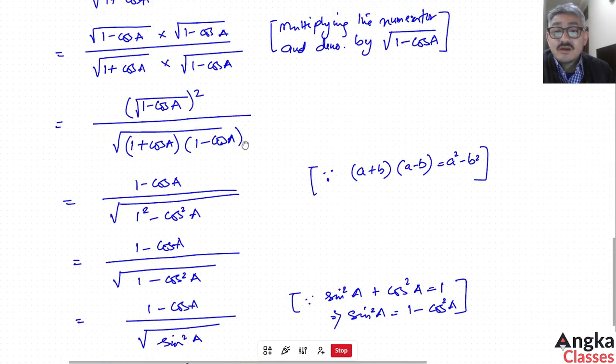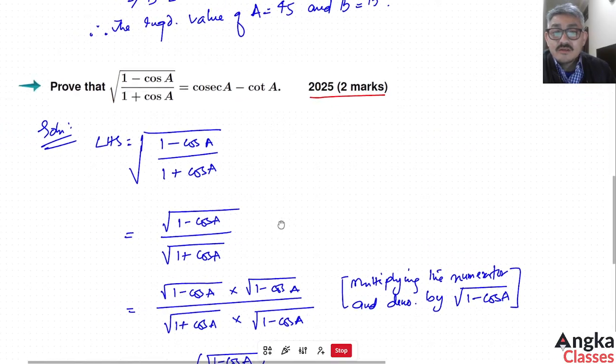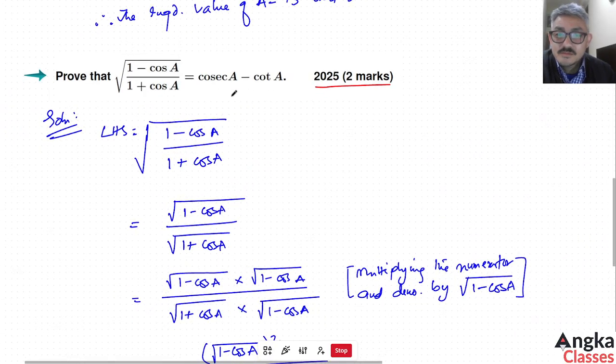So this is how we solve this question. We solve the left hand side.